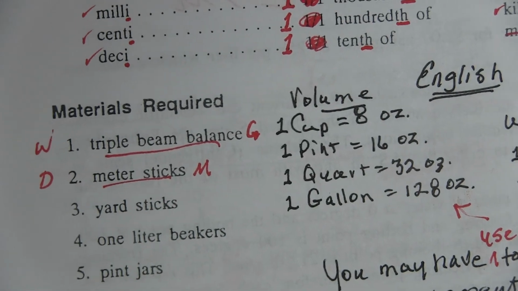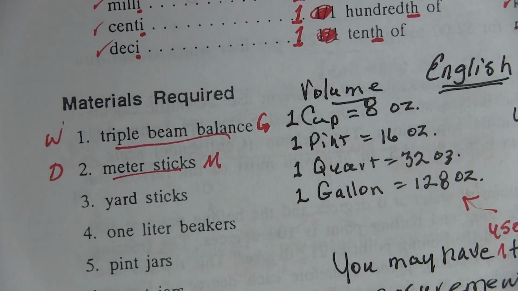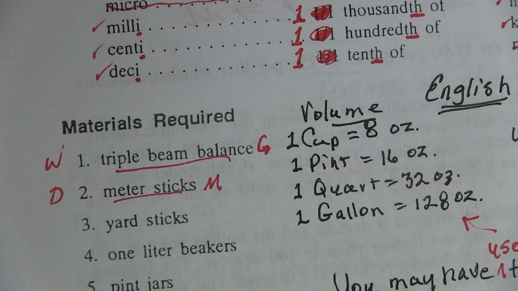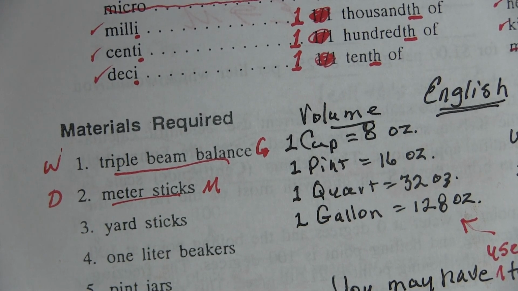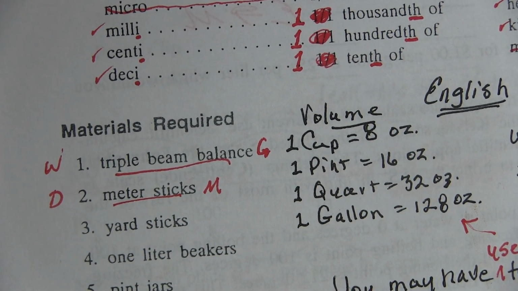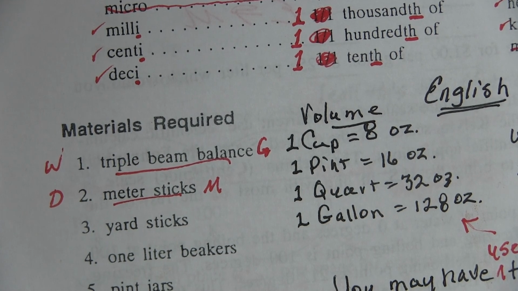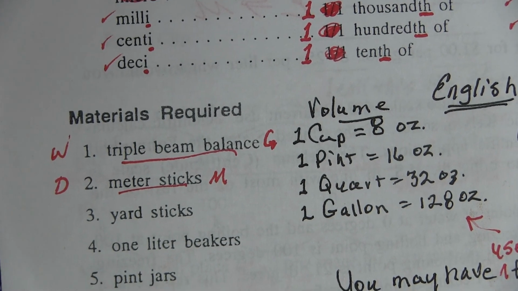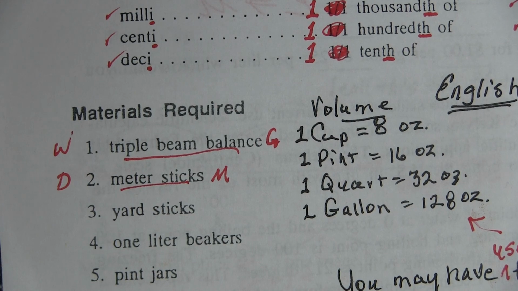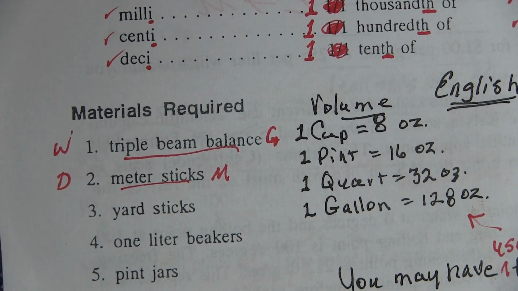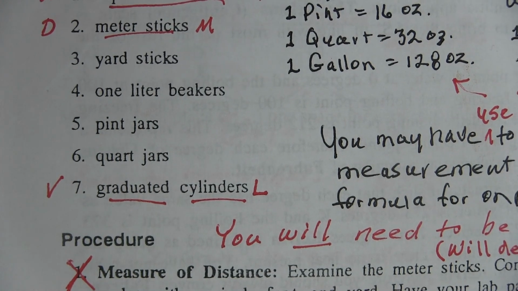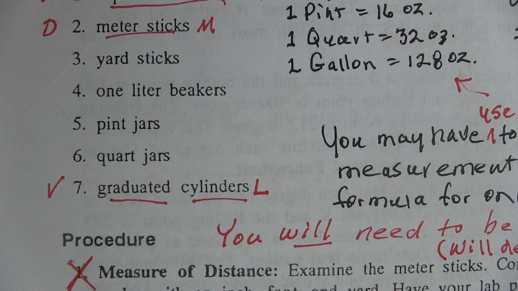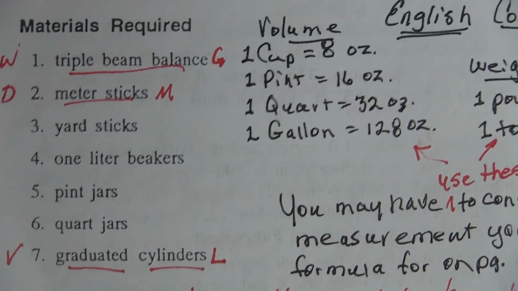Here are the things we'll be working with. We'll be working with the triple beam balance, and it's going to be measuring what the W stands for and what the G stands for. Do you remember what the W is? Weight in grams. The meter stick to measure D, distance, and it'll be measured in meters. And then we'll use graduated cylinders to measure volume in liters.